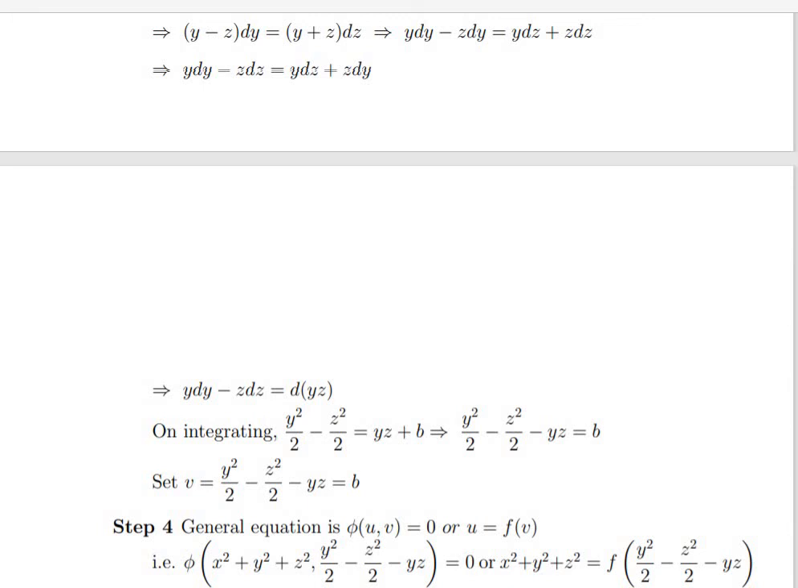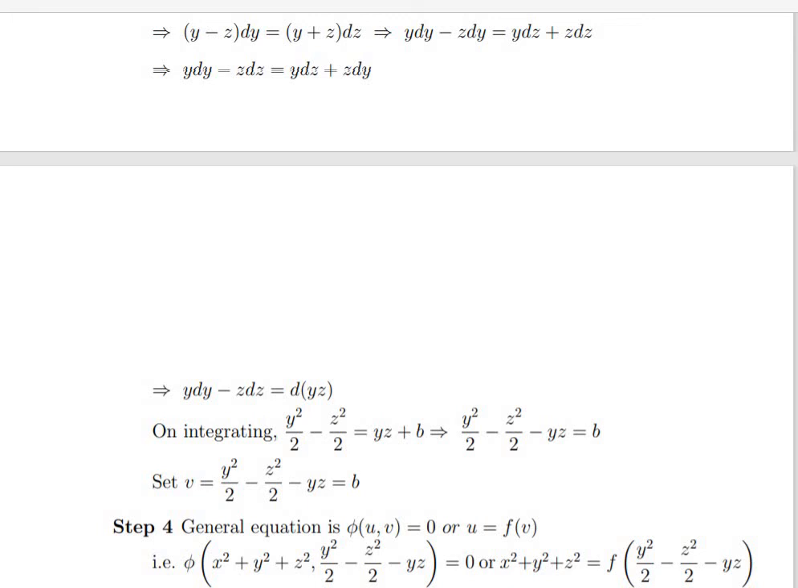Now we can directly apply the integration. On applying the integration, we will get y square by 2 minus z square by 2 equal to yz plus integration constant, taken here as b. So after this, on the next line, we will take yz to the left side, so that we will get the integrating constant only on one side of the equation. So the equation is rewritten as y square by 2 minus z square by 2 minus yz equal to b. So we will set v as y square by 2 minus z square by 2 minus yz equal to b.